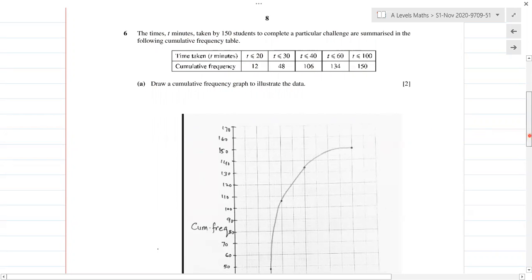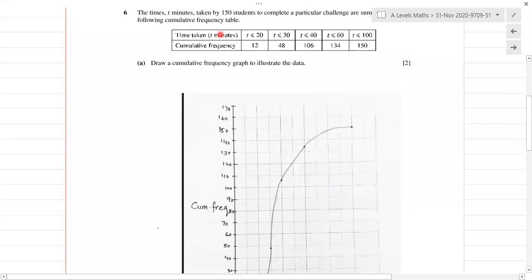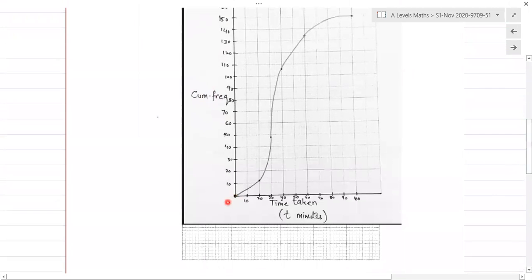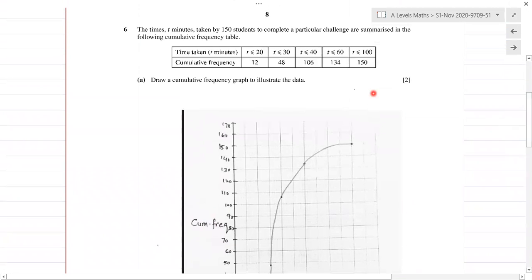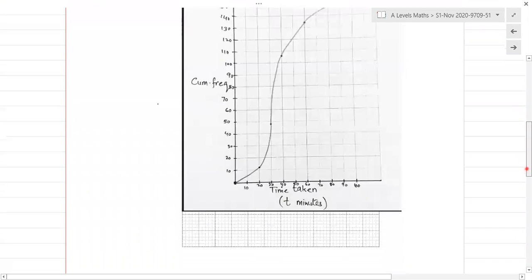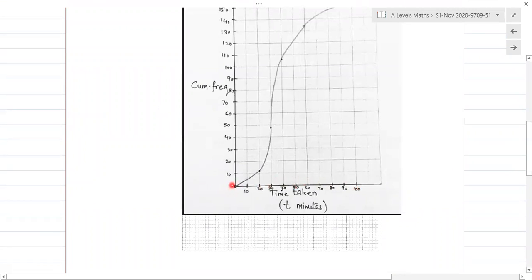So I have already drawn this one. So at t, it's 20. So we'll have the cumulative frequencies on the y-axis. On the x-axis, we have time. This is 20. So I've taken evens, I've spaced them out evenly. So I've taken 0, 10, 20, 30, 40, 50, 60, 70, 80, 90, 100. Time taken, t minutes. This is very important. You have to label your axis. So this is for the x-axis. On the y-axis, you have the cumulative frequencies. The scale you can figure out. You can have any scale you want. It just has to be right.